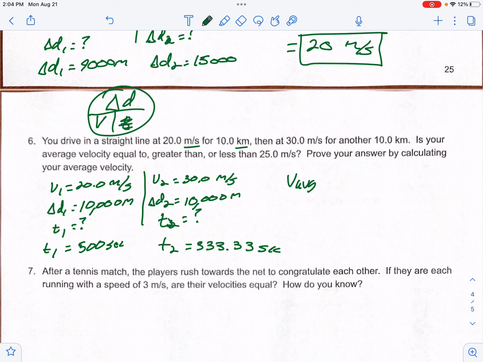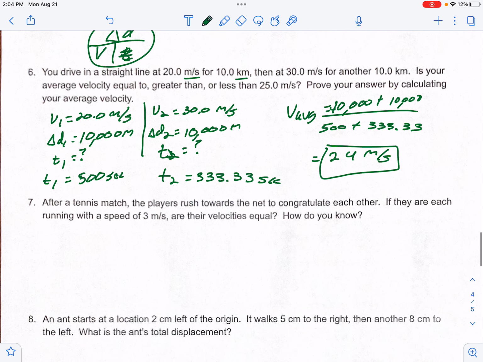Okay, so now I have times, I have displacement, so I can plug in. So V average is your displacement, so 10,000 plus 10,000 all over your total time. So we're going to take that 500 seconds plus 333.33 seconds, and we should get 24 meters per second.